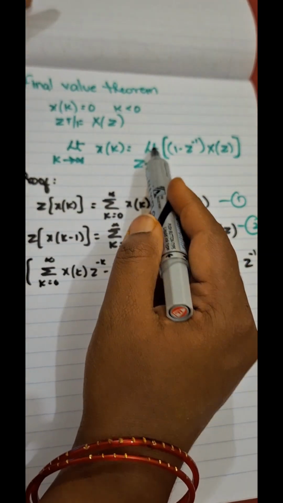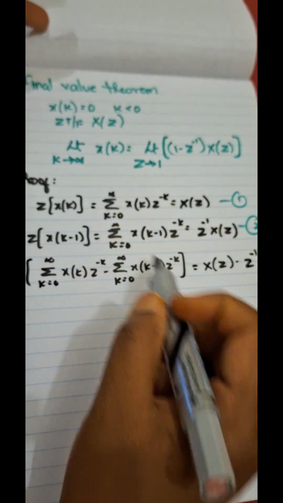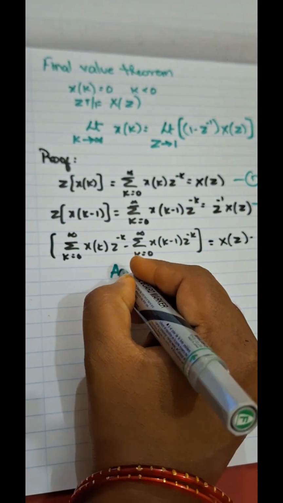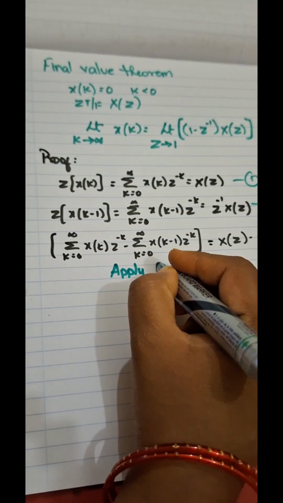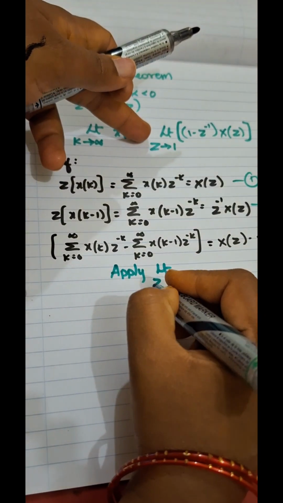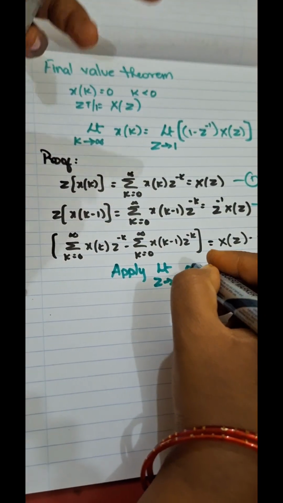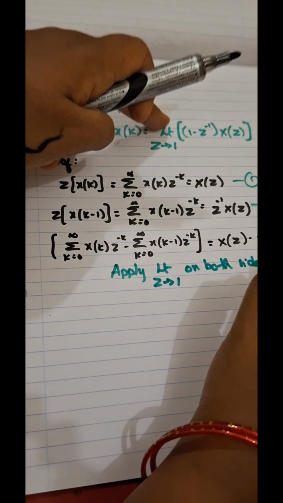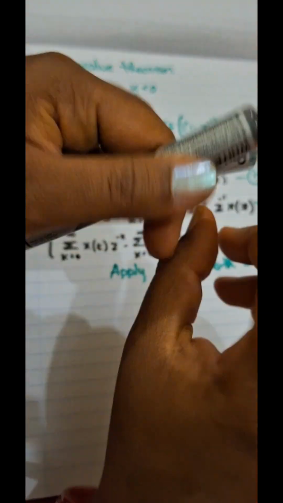According to the formula, there is a limit as z tends to 1. So I am applying the limit, because the question is saying so, no need to worry. So, limit z tends to 1 on both sides. This can remind you in the exam. The question itself can remind you that you should apply limit z tends to 1.